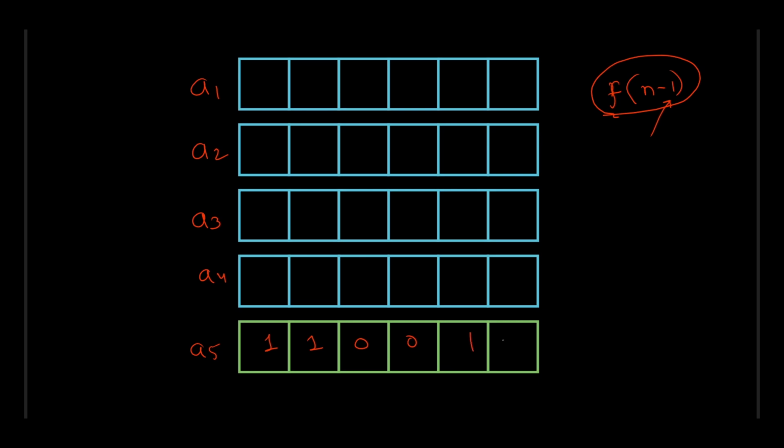Let's look at this: you have a1, a2, a3, a4 and a5. Now you want to find f of, let's say, n minus 1, that is, compute the bitwise AND of all the subsequences of size n minus 1 and then sum them up. And then suppose you get a bit representation like 1 1 0 0 1 1.